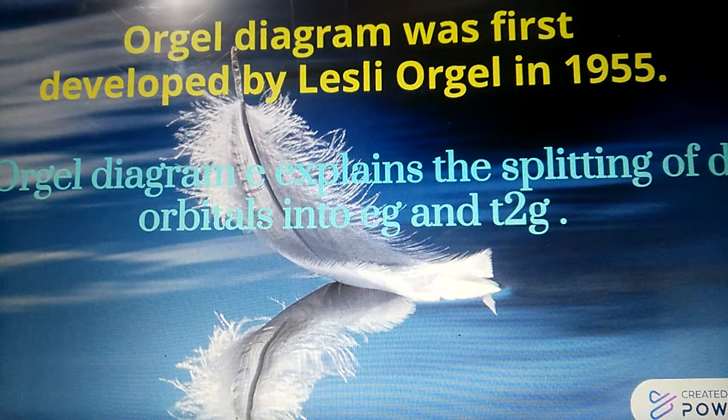The d orbitals. d consists of 5 orbitals in a free metal ion. All these orbitals are degenerate. Degenerate means have the same energy. Whenever ligands come toward the metal ion, the energy of these orbitals becomes different and it changes into different groups.